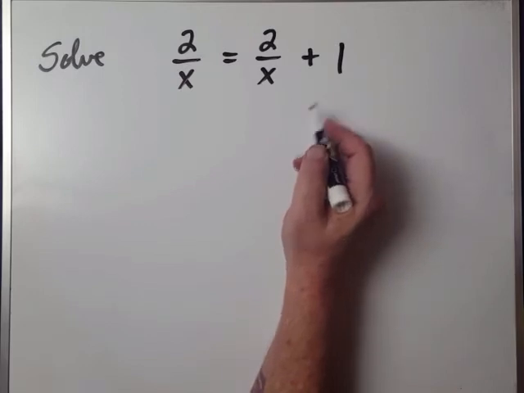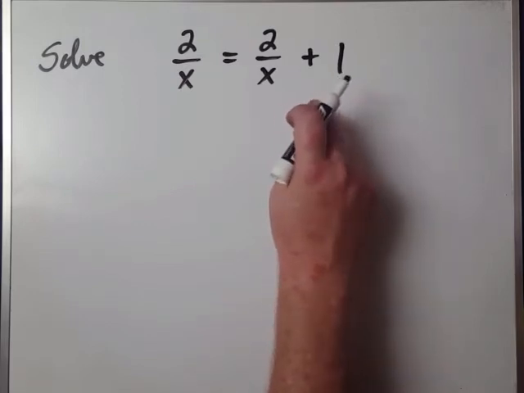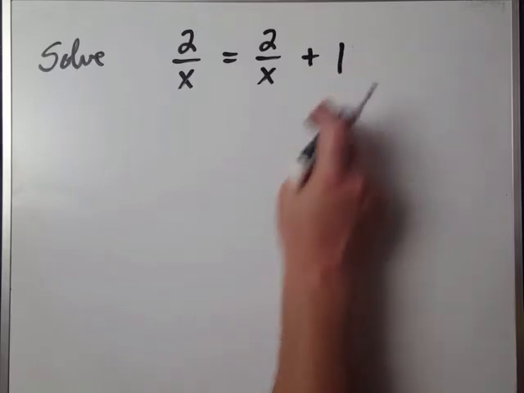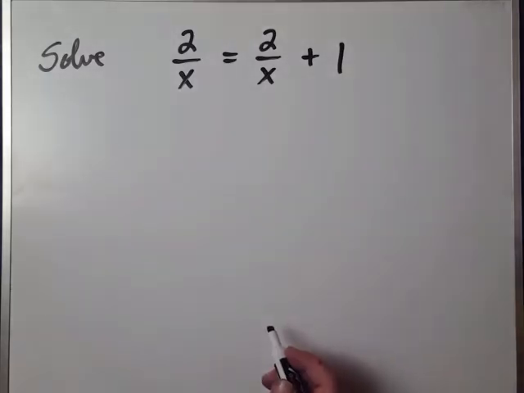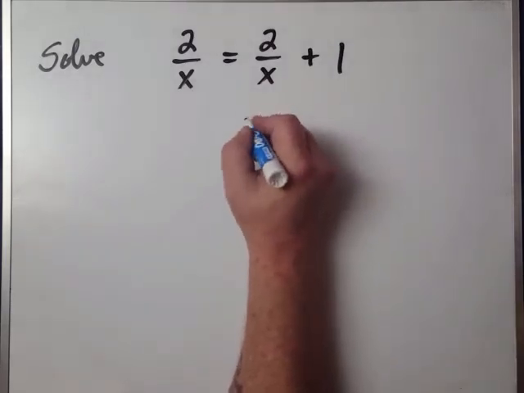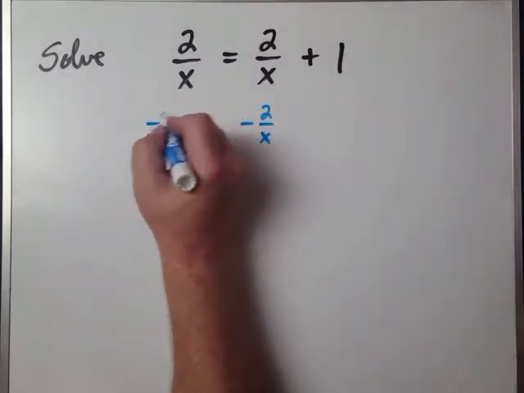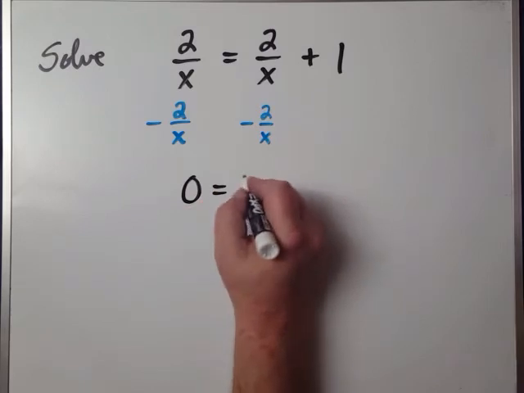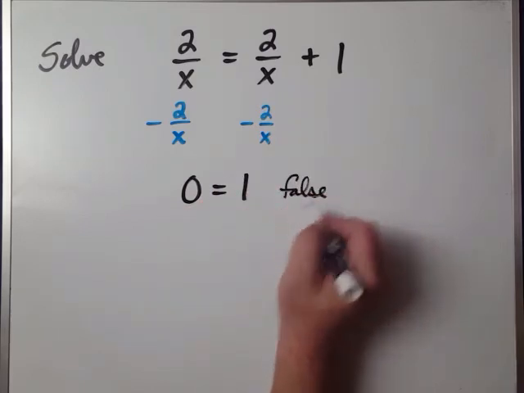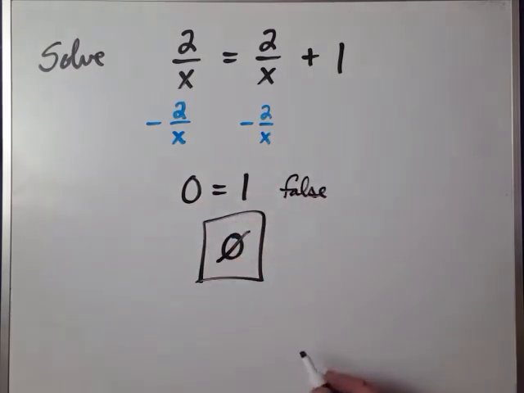No. This right-hand side is always going to be 1 bigger. And so there could not possibly be a solution here. Now, one way to solve this problem, I could subtract 2 over x from both sides. When I do that, that will give me 0 equals 1, which is a false statement, which tells me no solution.